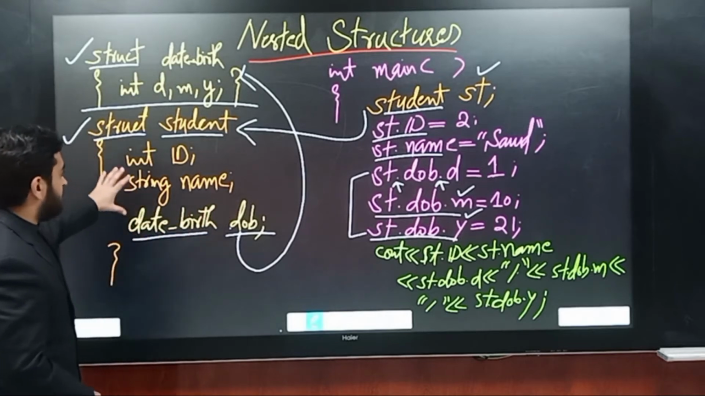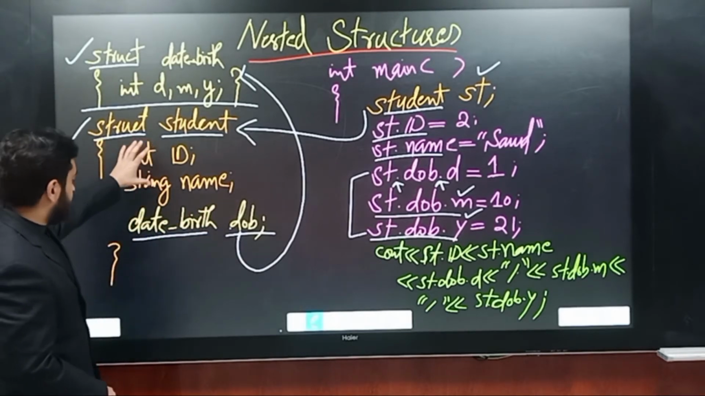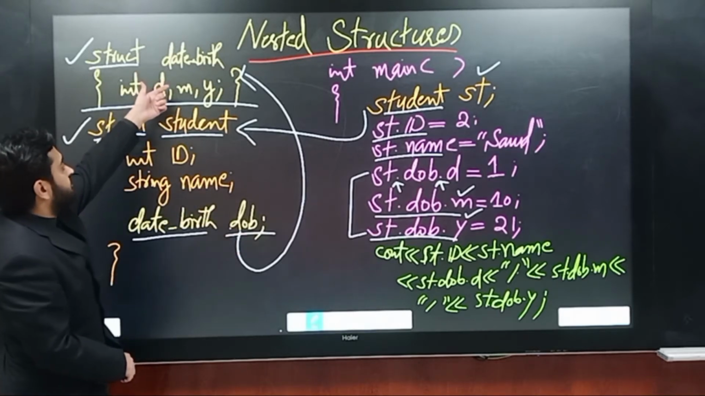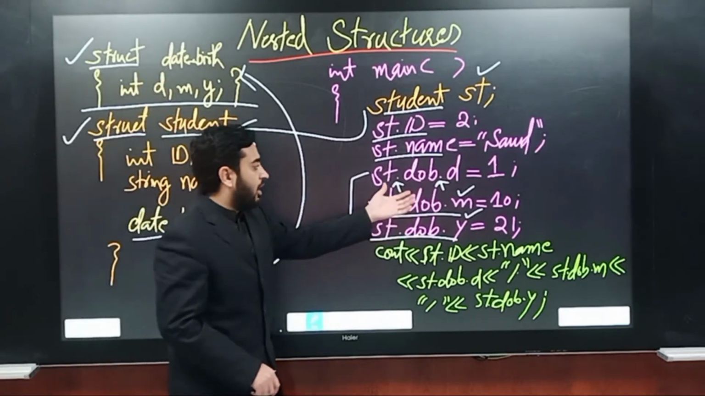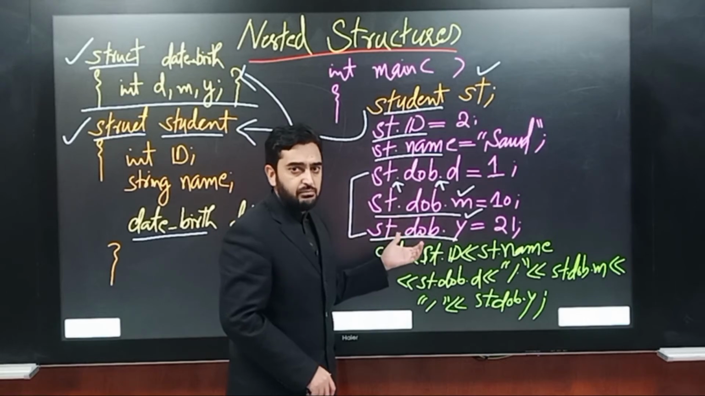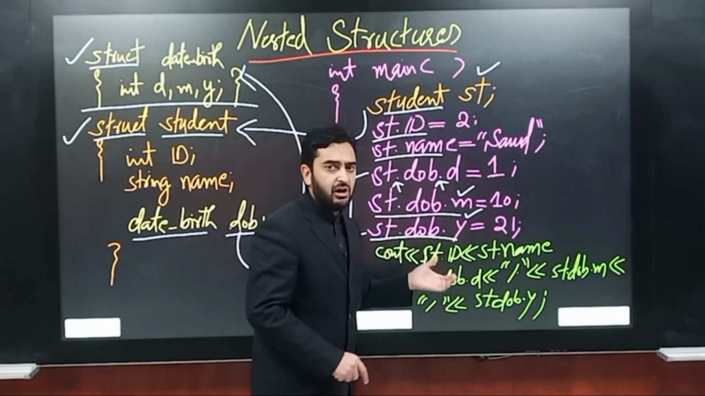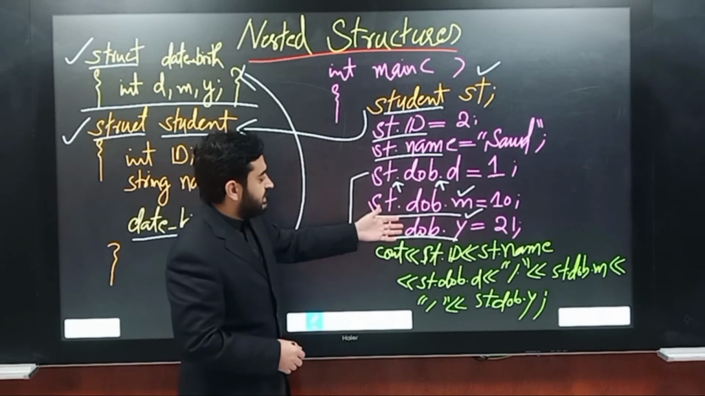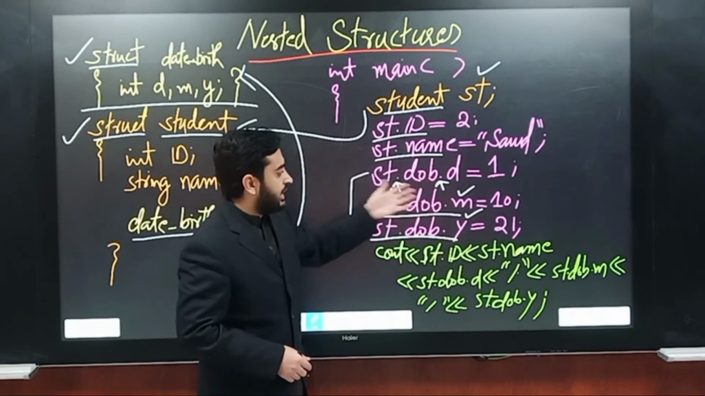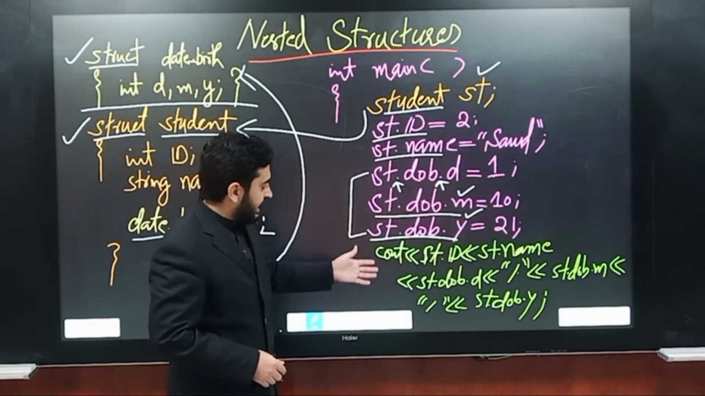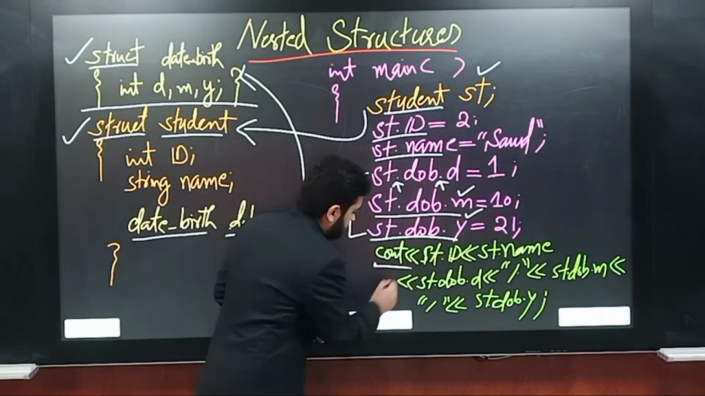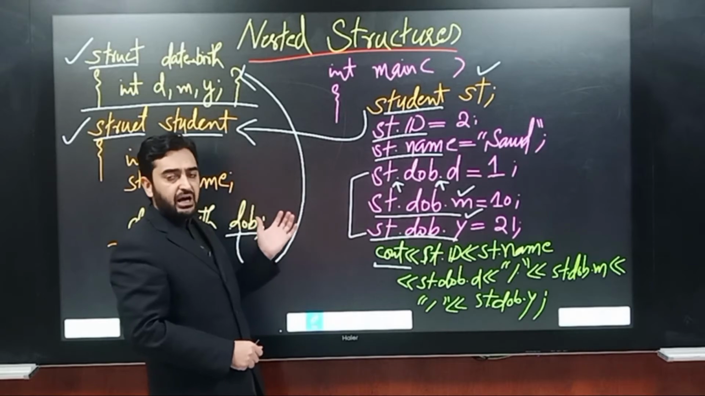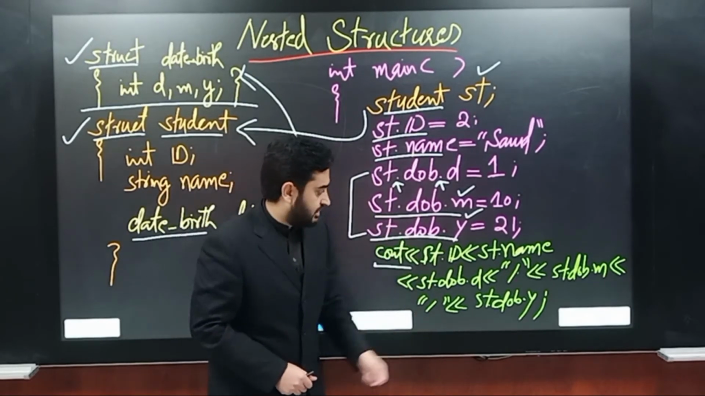So this is our main structure. In this student structure we are accessing the date of birth structure, and this is how we can access it through the objects from the main function or any other user defined function. So this is the assignment of values into the data members. While using cout, we can print the values of the structure and the nested structure data members.